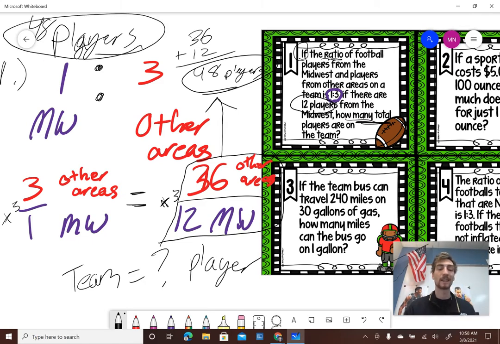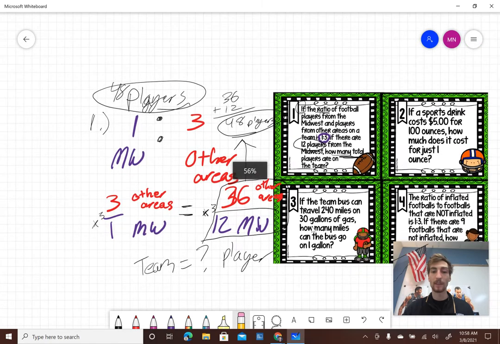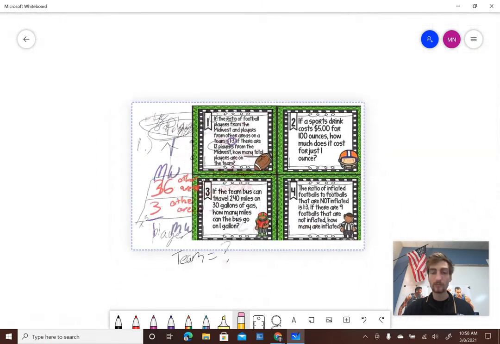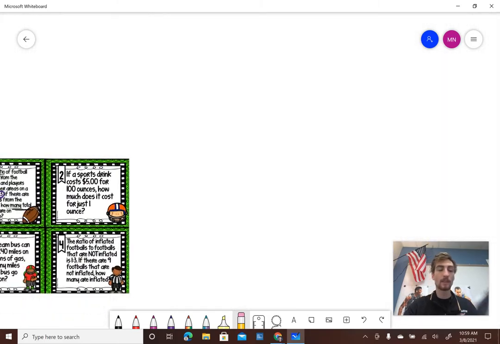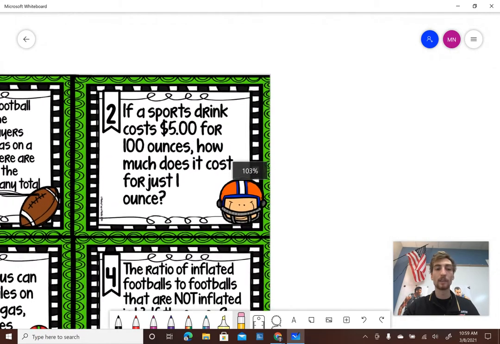Circle it so that way it stands out. I know my answer. I showed my work here, and I can move on to the next problem. Now, that one was a little tricky, and you really had to look at what it's asking. All right? So let's go ahead and look at problem 2 over here. Maybe it'll be a little bit easier.